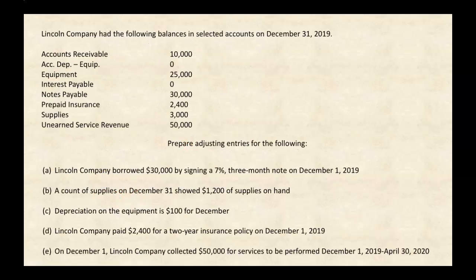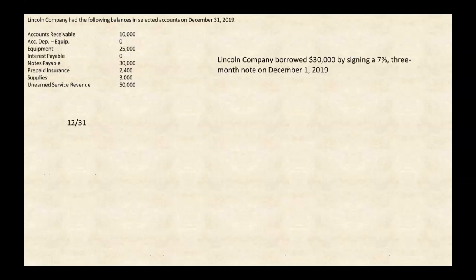It says Lincoln Company had the following balances in a few of their accounts at the end of December of 2019. So we have a list of account balances, and then it says to prepare the adjusting entries for the following. So we need to go through each of these 5 and prepare adjusting entries. So let's do this first one.